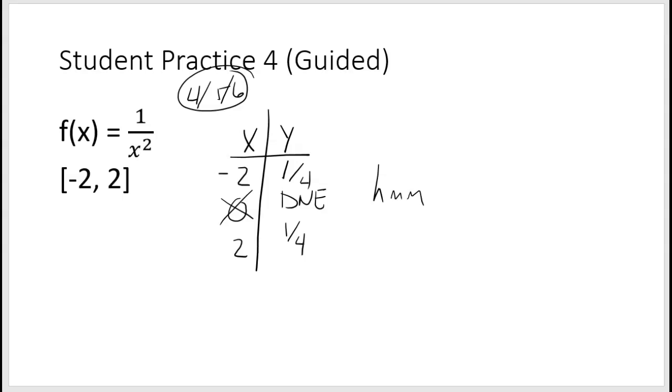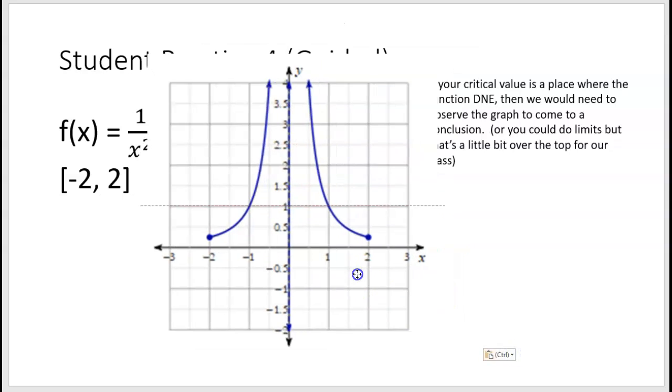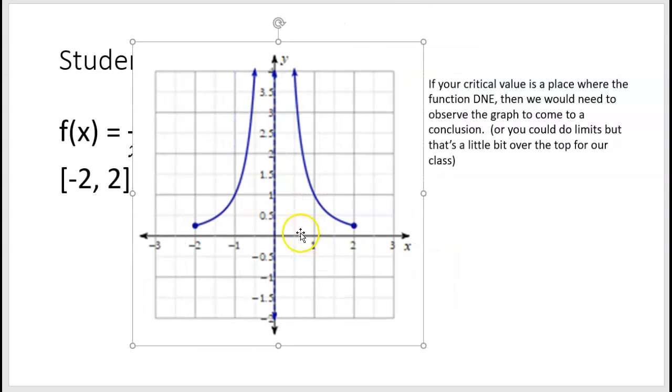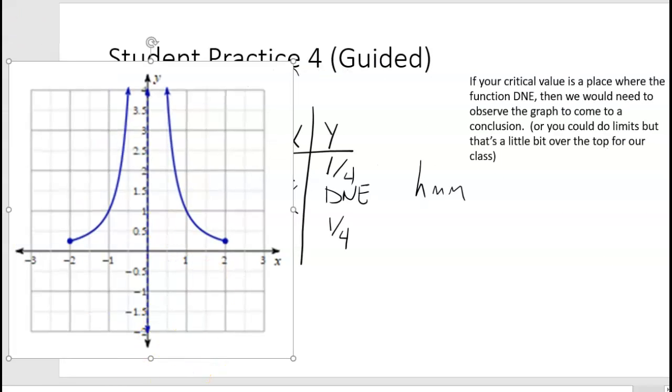Let's go ahead and write that down really quick. So if your critical value is a place where the function's undefined like this, then you really need to look at the graph to come to a conclusion. Let me show you the graph and I'll show you why. So as I'm looking at this graph here, here's my 1/4 on the left, here's my 1/4 on the right. So it turns out that 1/4 is an absolute min. So I can go ahead and write that in there now.